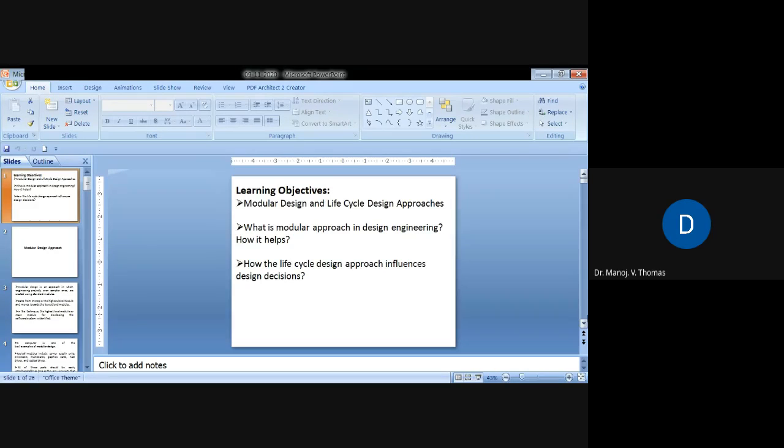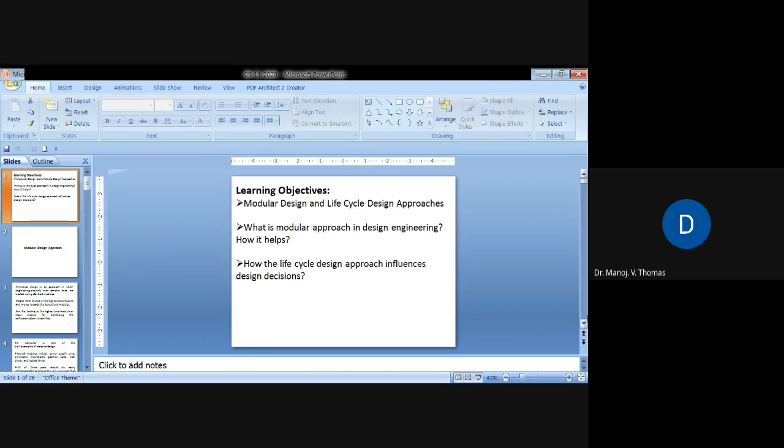So what is modular design? Modular design consists of modules. Say for example, you have a complex problem. How do you solve that complex problem in the modular design approach? You will divide it into different modules or components or elements. A complex problem or a large problem you break into sub problems, and then you try to solve the sub problem.